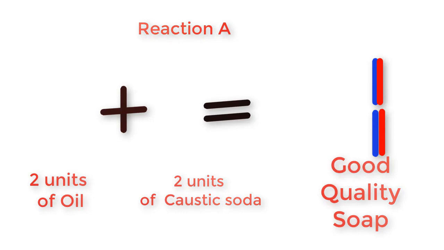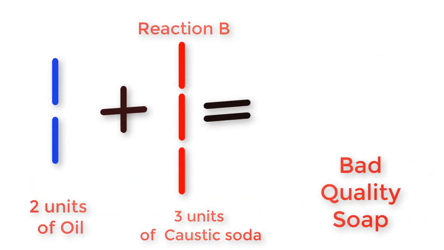Very important. So what is the quality of a good soap now? All the caustic soda has been consumed. Okay, so how do we determine a bad quality soap? Let's look at the reaction B that we have below. Case B, for example, let's say case B.